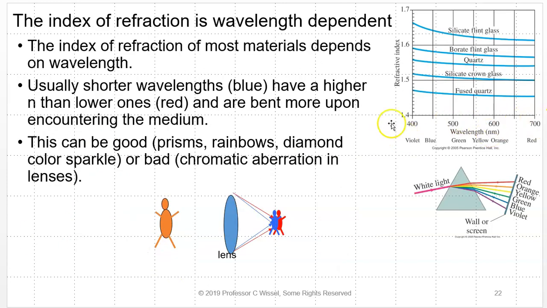Here's a graph of this. Here are the shorter wavelengths. Notice the indices of refraction are higher at this end of the chart than at that end, for most of these. The index of most materials depends upon wavelength, and usually it's higher for the shorter wavelength. So blue will typically have a higher n than red does, and blue light gets bent more than red does. This is good for prisms, rainbows, and the diamond's color sparkle. That's what gives it that scintillating color. But it's bad when you talk about chromatic aberration in lenses.